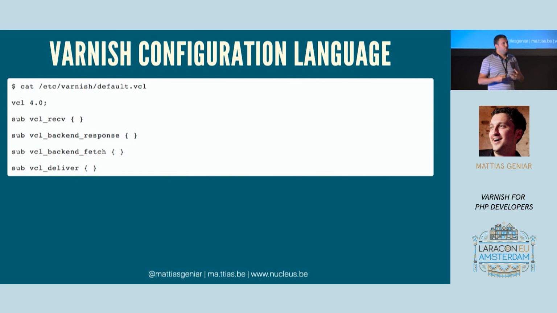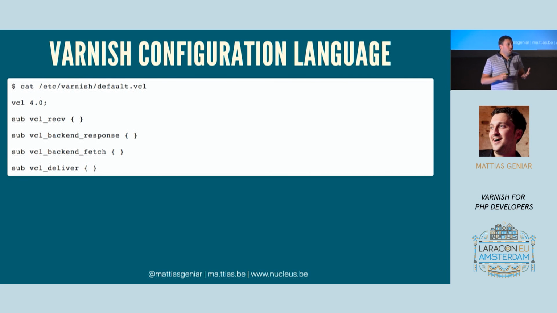What does this mean for you, and how can you plug into this? Well, Varnish uses VCL, the Varnish Configuration Language, and it's a C-like language where you can write additional logic to manipulate requests. The most common ones that you will see are VCL receive, backend response, backend fetch, and VCL deliver. We'll dive into each and every one of those.